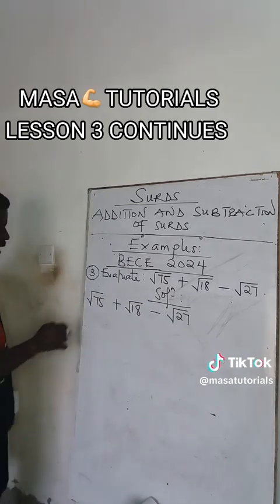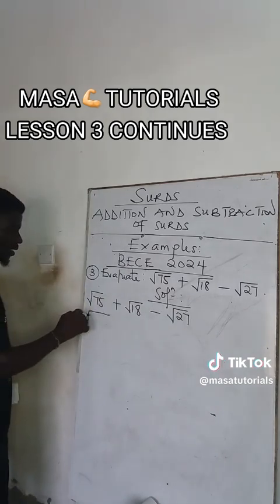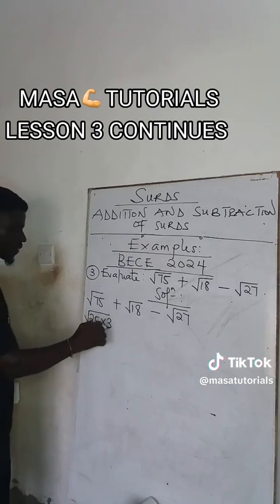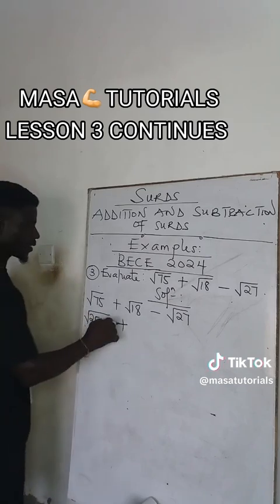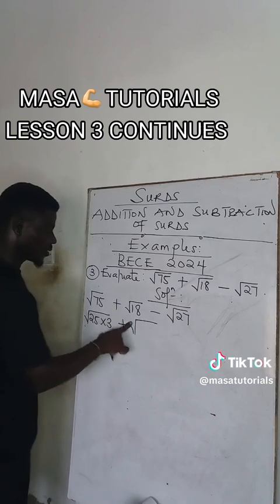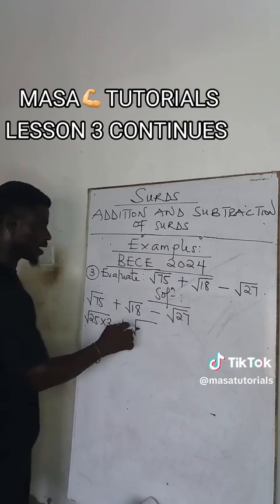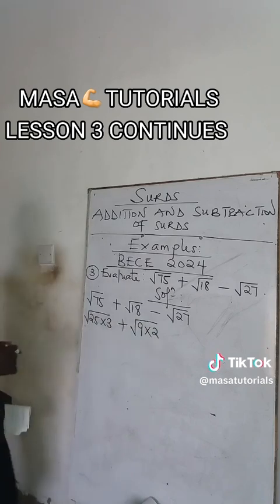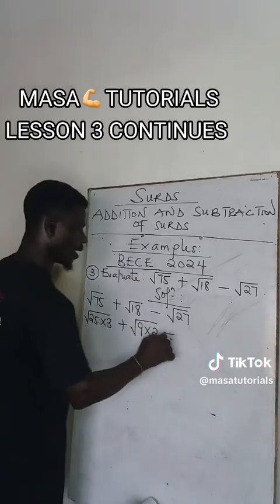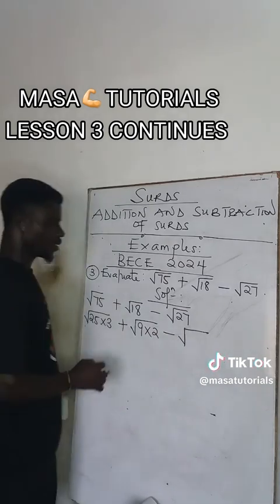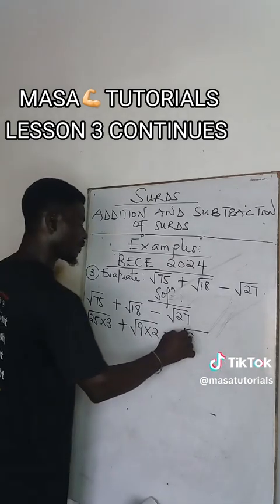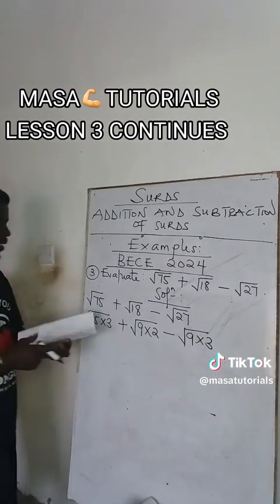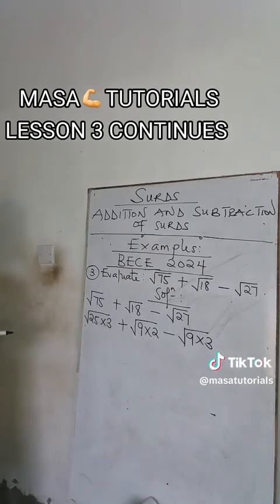Square root of 75, that will give us 25 times 3, plus square root of 18, that will give us 9 times 2, minus square root of 27, that's 9 times 3. So now we need to expand.